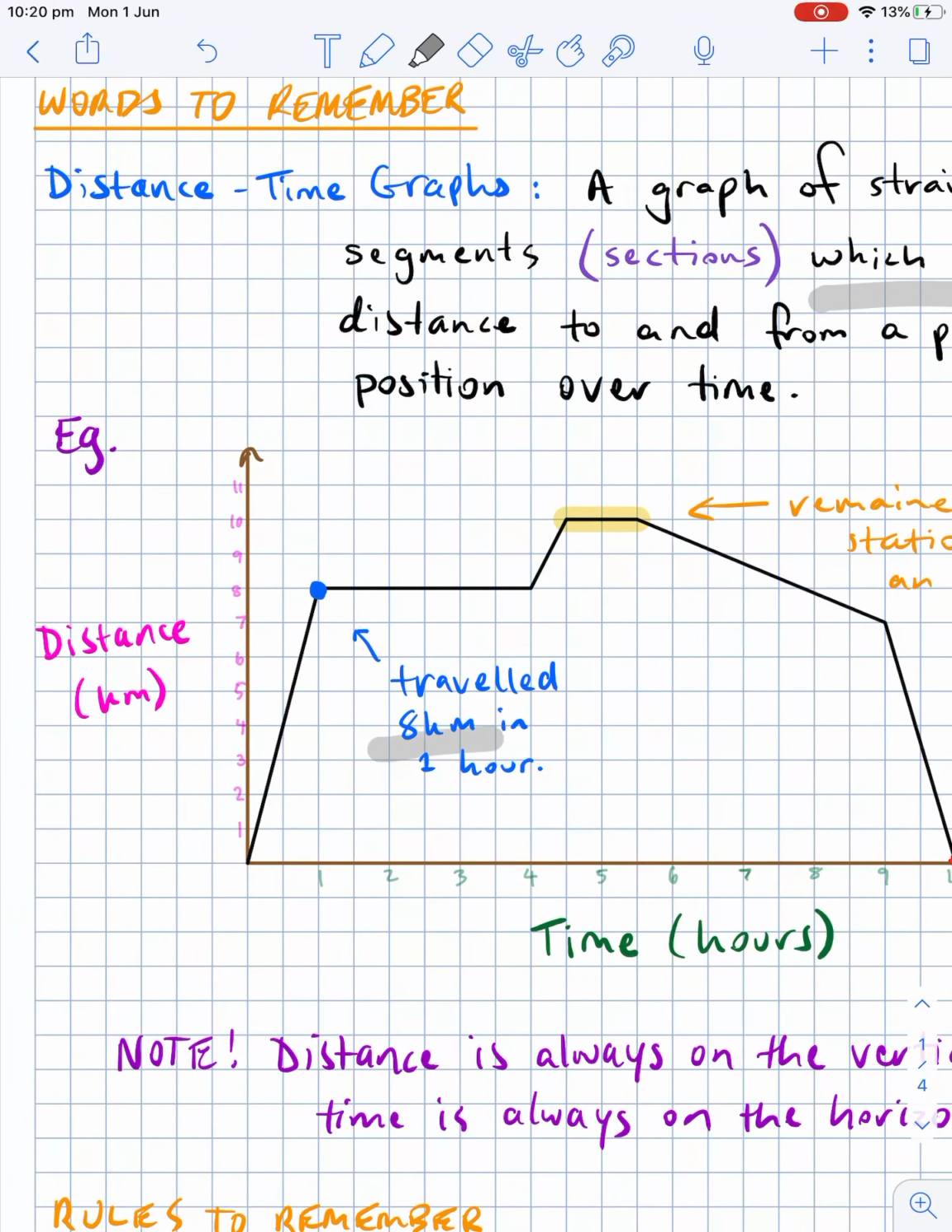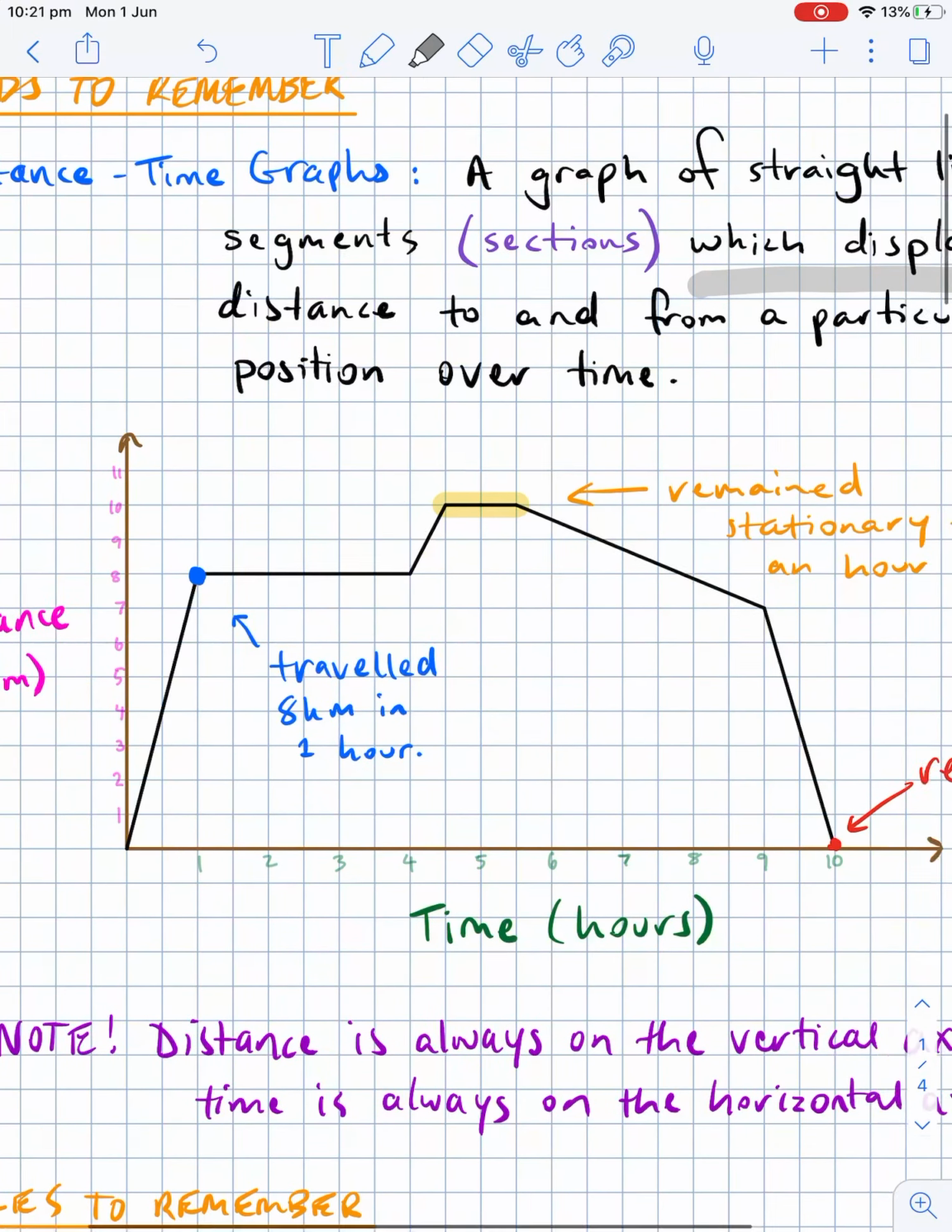So that point is saying that they traveled 8 kilometers in 1 hour, which is pretty easy if you're doing that on a bike or in a car, etc. And then for the next 3 hours, going from 1 to 2 to 3 to 4, so that's 1, 2, 3 hours, they literally stayed at this 8 kilometer distance away. So along this place here, they stayed put. Then they traveled a little bit further here. They went 10 kilometers away from home, and then they stayed put there for a little bit.